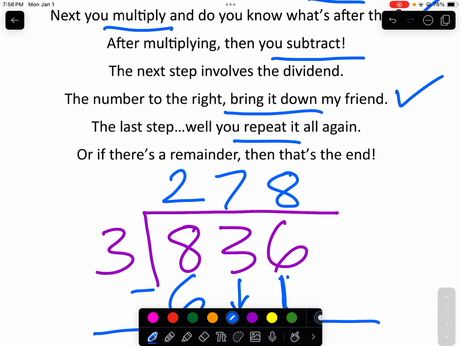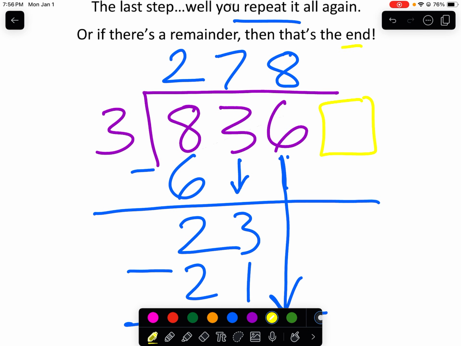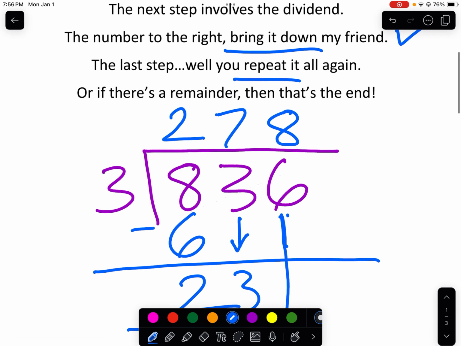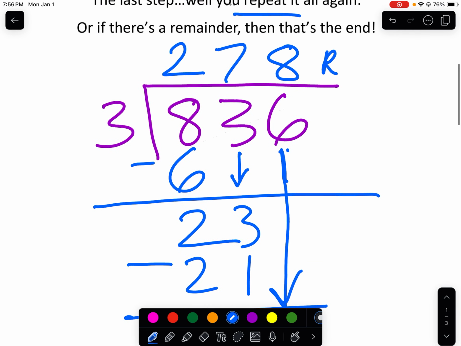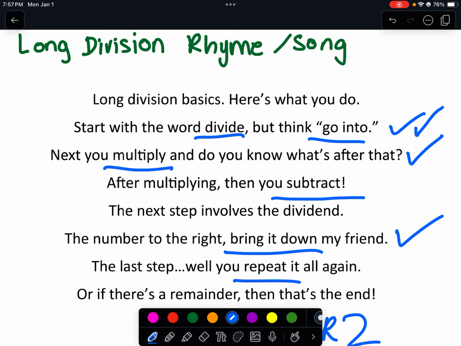The next step involves the dividend. The number to the right, bring it down, my friend. Well, there is no number to the right, so there's nothing for me to do. The last step, well, you repeat it all again, or if there's a remainder, then that's the end. Now, there's no number here. There's no number here. There's nowhere else to go, which means that 2 is my remainder. So the answer to this problem is 278, remainder 2. Ta-da! I hope you found that a little bit entertaining or helpful, a little silly perhaps.